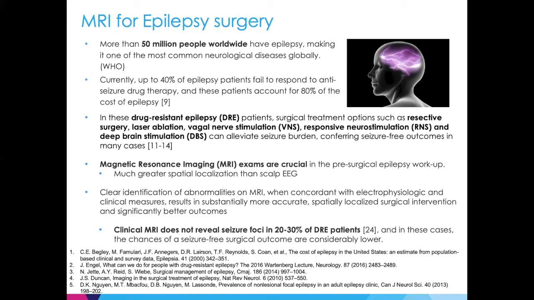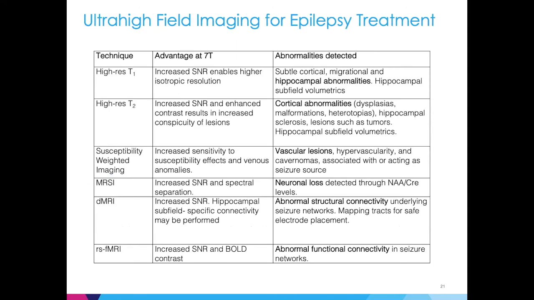MRI is very crucial in making these decisions, where to place the electrodes, what part of the brain to resect. And when you don't have a clear abnormality on MRI, when you're MRI normal with the clinical exam, there is a substantially reduced chance of surgical success of reducing seizure burden than if you do have a clear abnormality that is found.